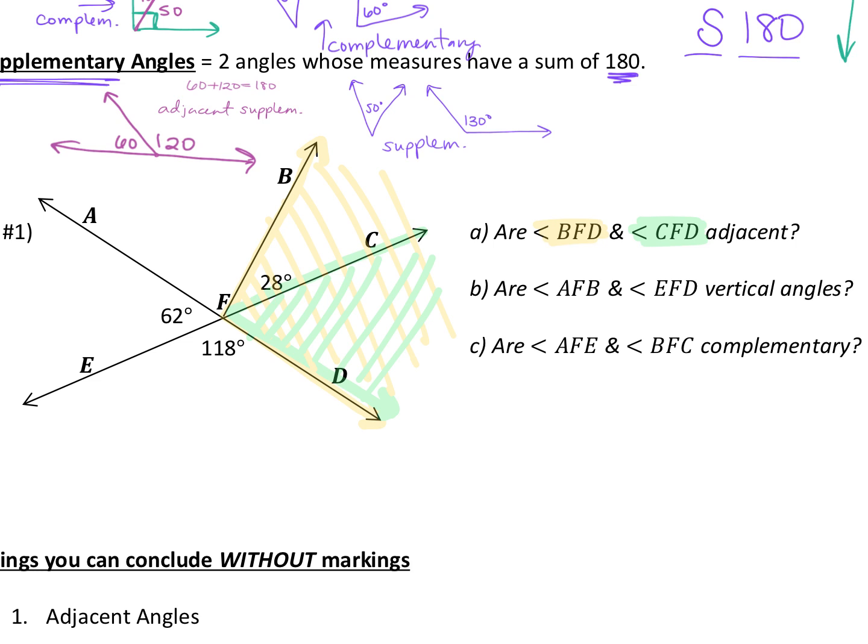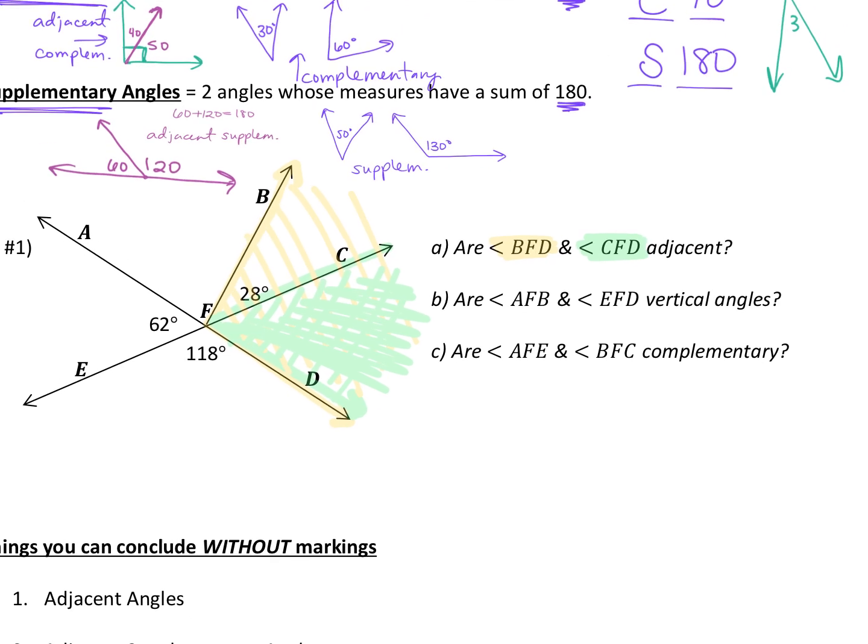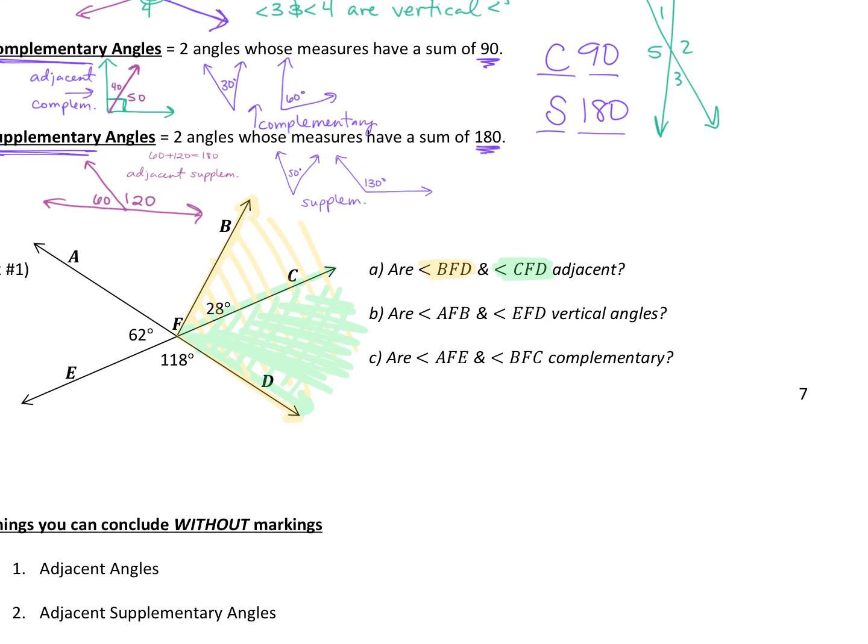Why not? Because they overlap, right? This right here is what makes them not adjacent, because they share ray FD, but then they share beyond that. They overlap. They don't have a name. It's just, are they adjacent? The answer is no, they're not adjacent. You can say they overlap. That would be a good reason that they're not adjacent.